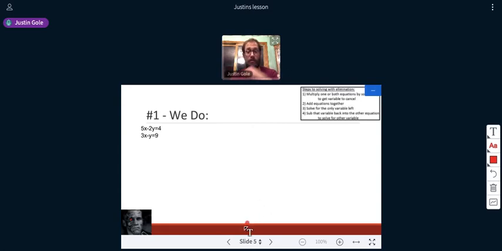Okay, so we're going to move on here to our first problem where we have to multiply by something other than -1. So, we're looking at this system right here. I'm going to look at both variables. I'm going to look at x first. I have 5x and 3x.